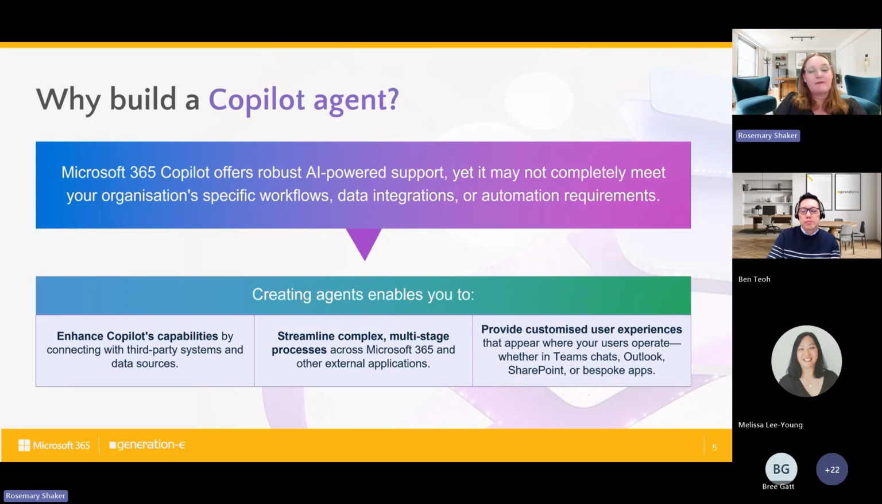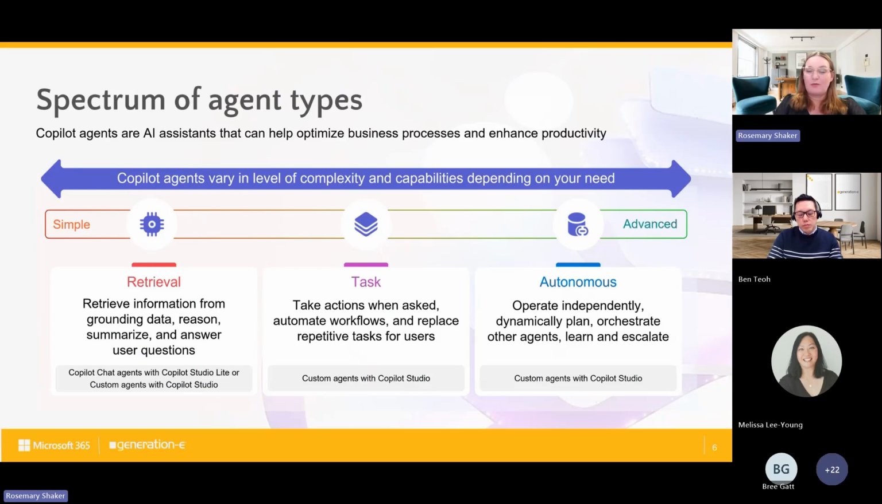Now, we do have a really large spectrum of agent types and what our agents can do for us. So you'll see here, I've got a bit of a range of what our agents can do. So they're not all created equal. We can design them the way in which we want to create them. So here we have some of our simple agents. So our simple retrieval agents, they will fetch information for us.